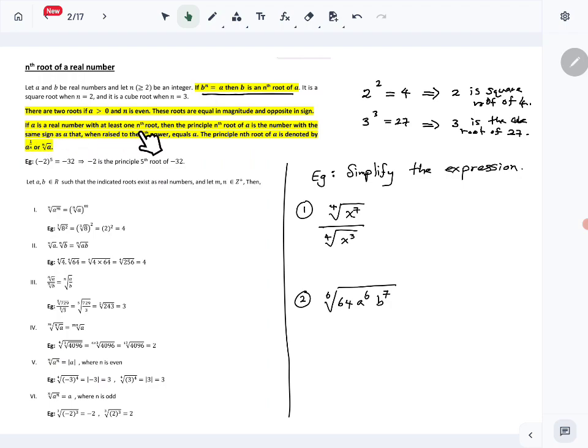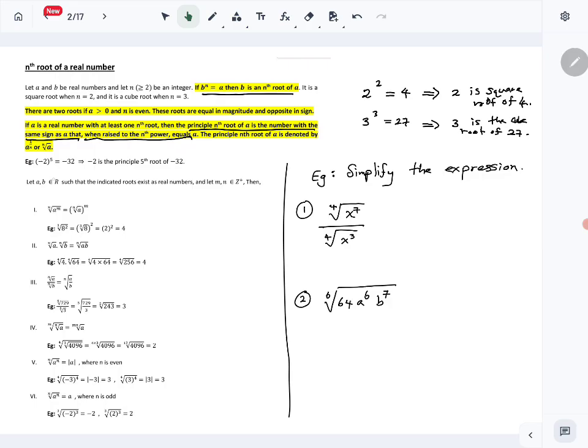If a is a real number with at least one nth root, then the principal nth root of a is the number with the same sign as a. Okay, that's important. Principal nth root of a is the number with the same sign as a that when raised to the nth power equals a. The principal nth root of a is denoted by this. This is the notation: a to the 1 over n power, or this root notation, nth root of a.